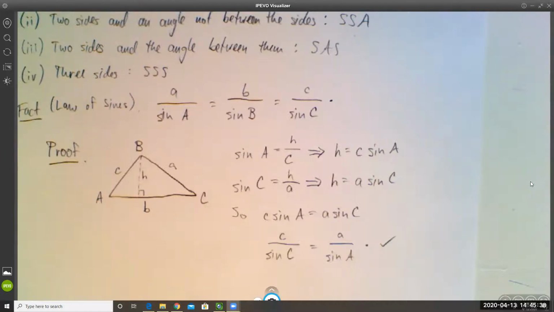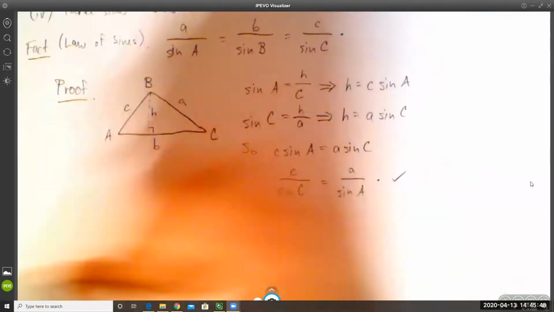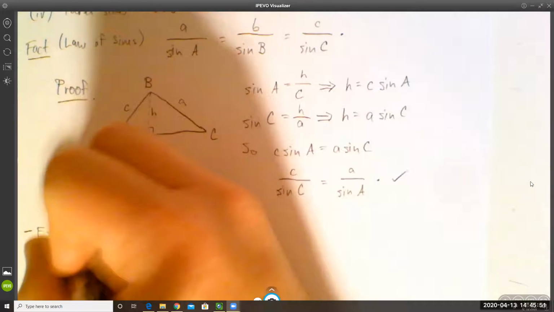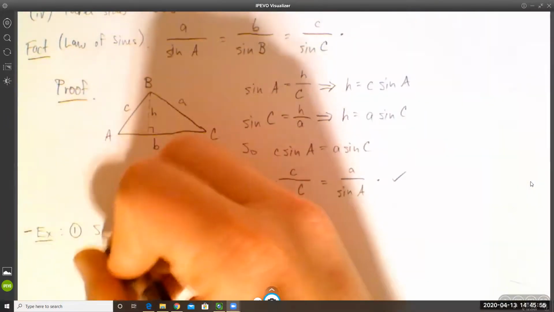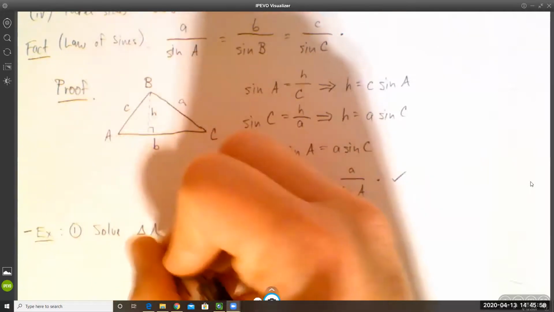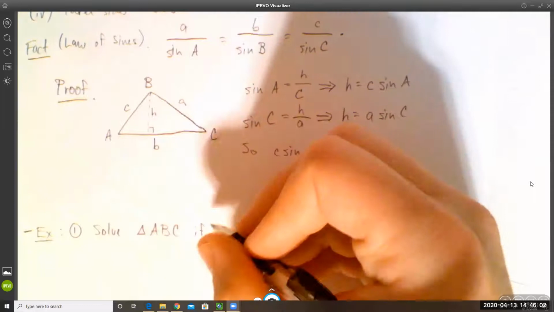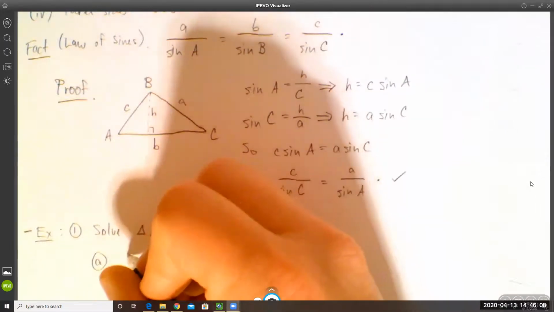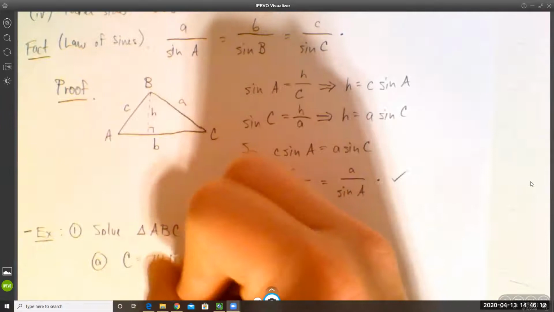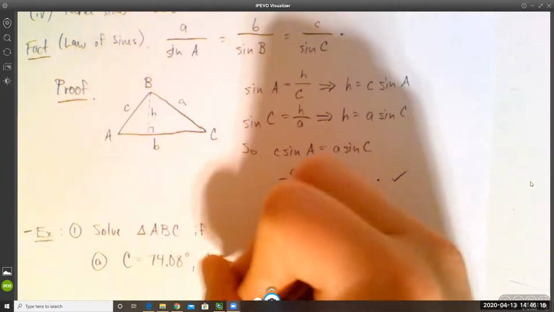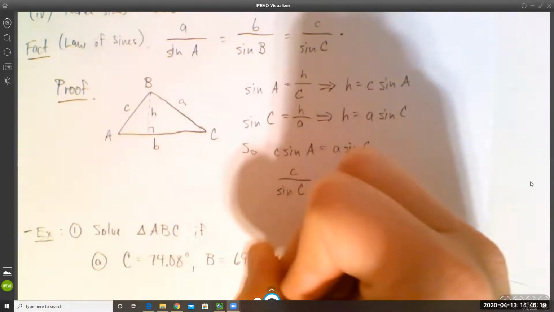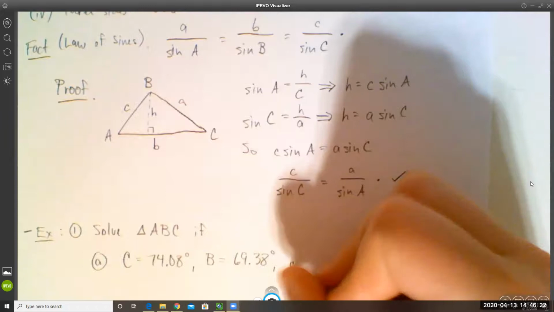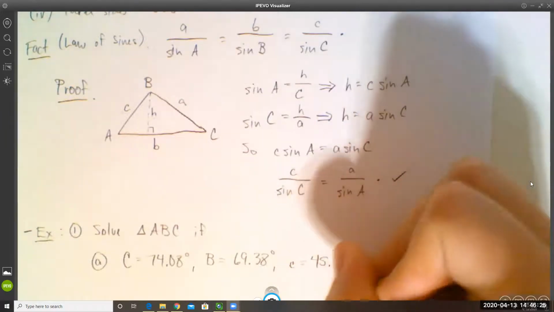Okay, so it's a pretty nice little tool, and here's how it comes in handy. Let's do a couple examples. Let's solve triangle ABC if we're given the following information. So let's solve this if C equals 74.08 degrees, B equals 69.38 degrees, and lowercase c equals 45.38 meters.